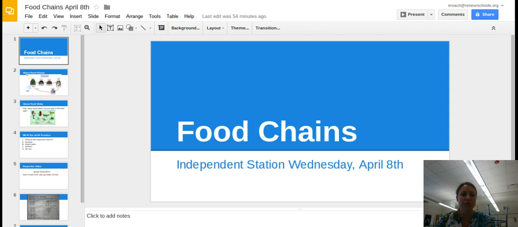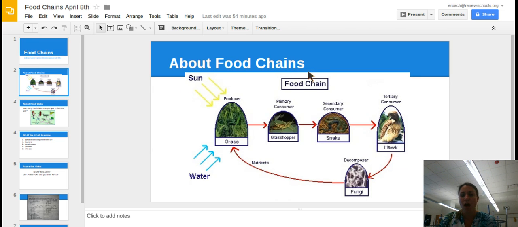The relationship between producers, consumers, and decomposers make up food chains and food webs, which is what you'll be learning about today at the Independent Station. A food chain shows the path in which nutrients travel. Take a minute and look at the arrows and how they're moving from different organisms in this food chain.